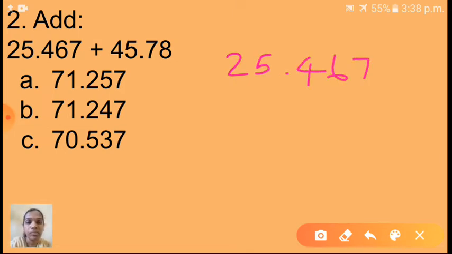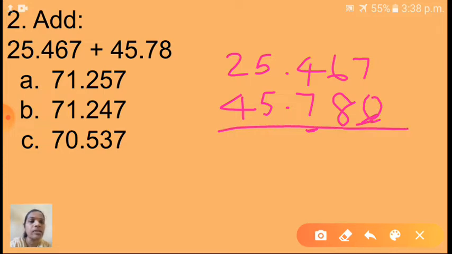25.467. Next number is what? 45.78. So see here children, this 7 you have to write here only, and here there is no number, so for that you can write 0. If you are adding 0 here, that value will not change.